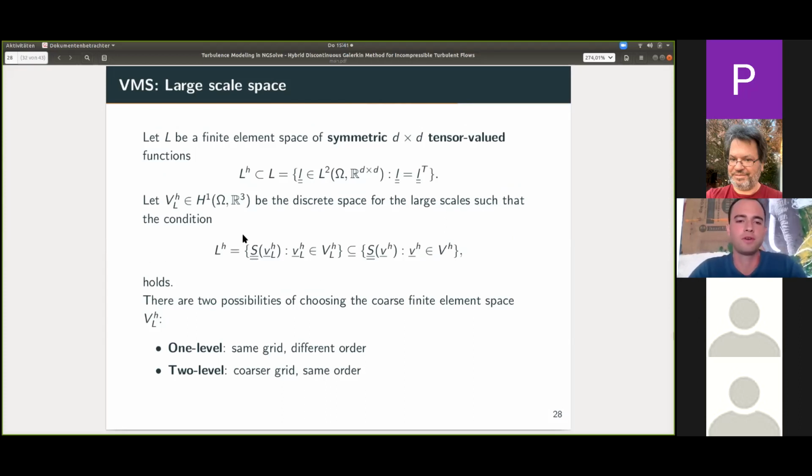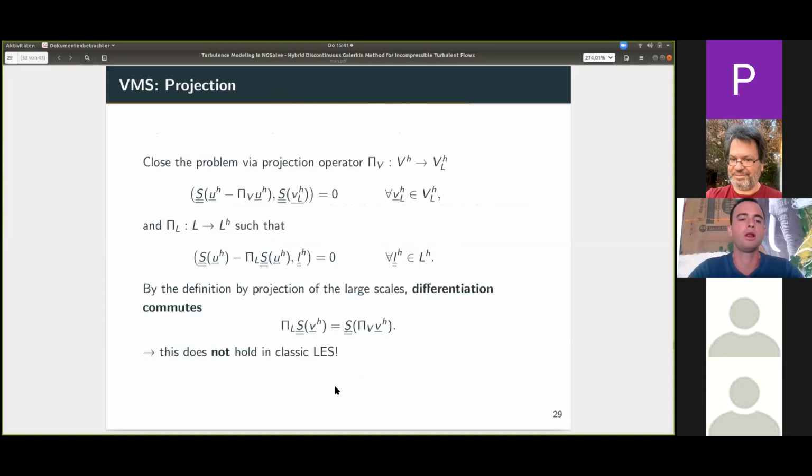A very crucial point in this VMS method is the definition of this large scale space. So firstly, we define a finite element space of symmetric tensor-valued functions. And this discrete space represents the strain rate tensor of the large scales, which can be seen here, or deformation tensor of the large scales. And there are basically two possibilities of choosing such a coarse finite element space. There is the one-level projection-based method, where we use the same grid but different order, and the two-level method, where we have a coarse and finer grid but the same order.